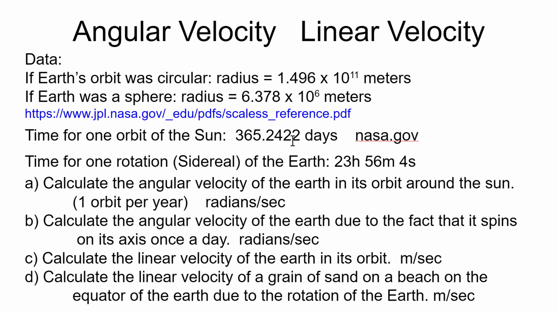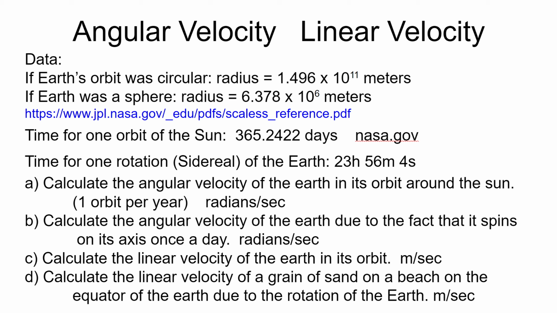Minor topic. The time for one rotation of the Earth with respect to the stars, not with respect to the Sun, with respect to the stars. So a sidereal rotation of the Earth is 23 hours, 56 minutes, and 4 seconds. Do a Google search for sidereal if you want more information on this, but it's measuring the rotation of the Earth with respect to a distant star.